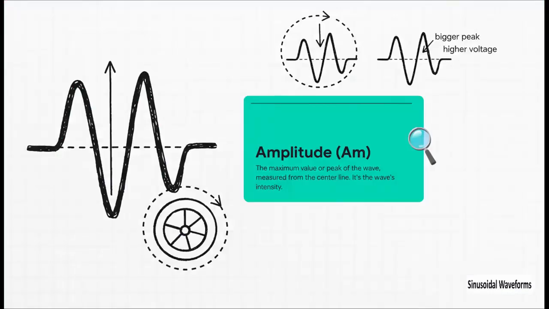First up is amplitude. This is really just how tall the wave is, its peak height, measured from that center line. And if we go back to our spinning wheel analogy, the amplitude is simply the radius of the wheel. A bigger wheel gives you a taller wave, which means a higher voltage. It's basically the wave's intensity.